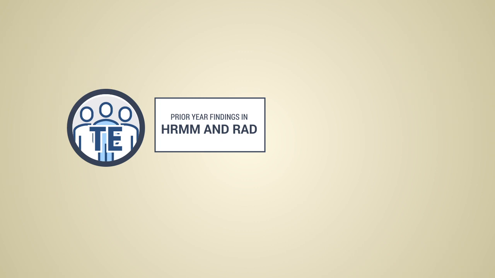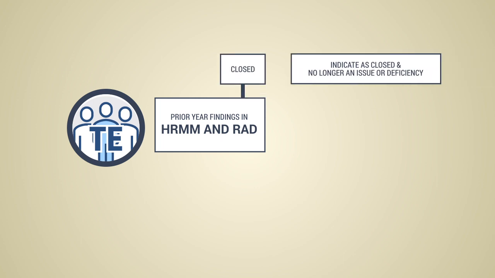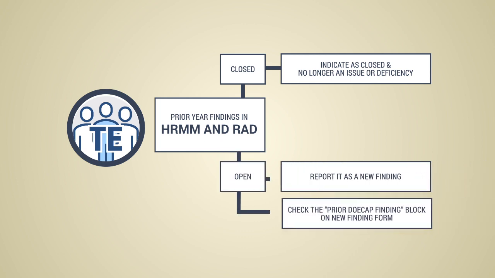Prior year findings in HRMM and RAD will be researched by the TEs. If findings are closed, they are to indicate that it was closed and no longer an issue or deficiency. If it is still an open finding, the TE is to report it as a new finding, using the new finding form, and check the prior DOCAP finding block on the form. This will inform the AB that the finding is a recurring one.